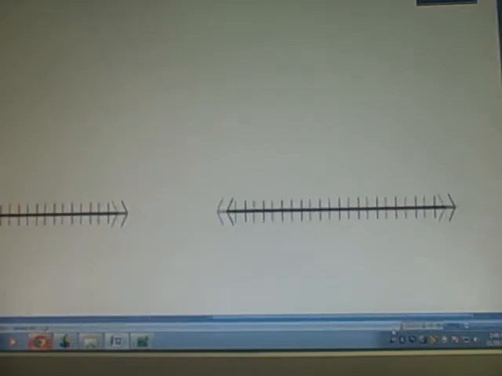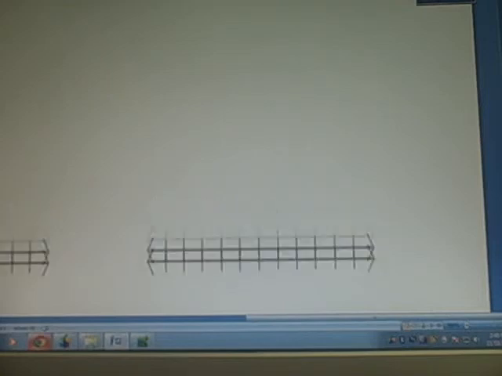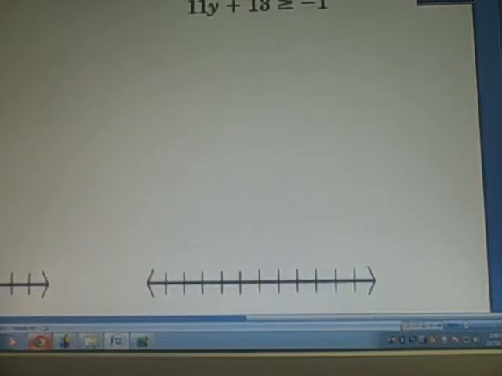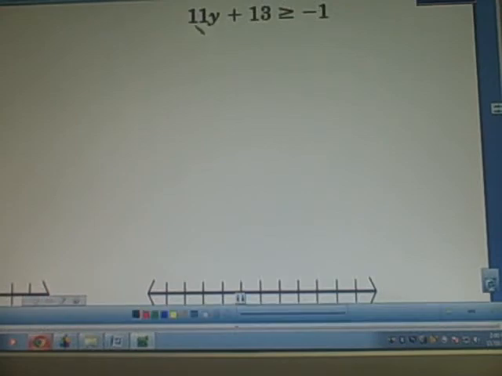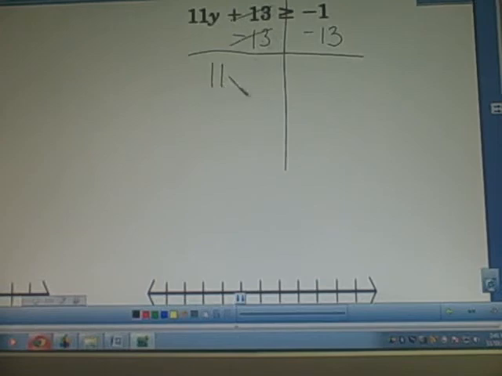Let's do our last problem. I'm going to look at my coefficient, and as you can see, it's 11. So 11 is a positive coefficient, therefore I don't need to flip my inequality symbol. So I'm just going to start doing the inverse operation. So if I have plus 13, the inverse operation is minusing 13. My 13's cancel. I have 11y is greater than or equal to negative 1 minus 13, which is negative 14.